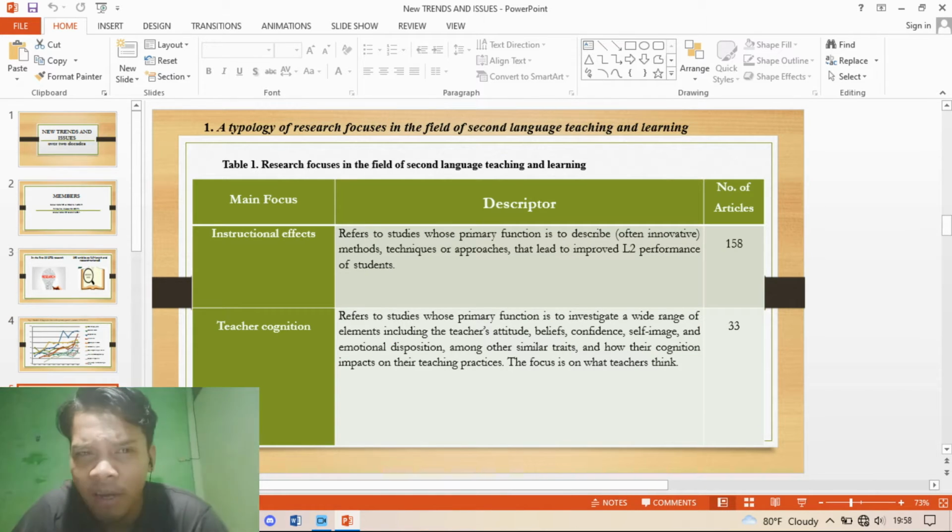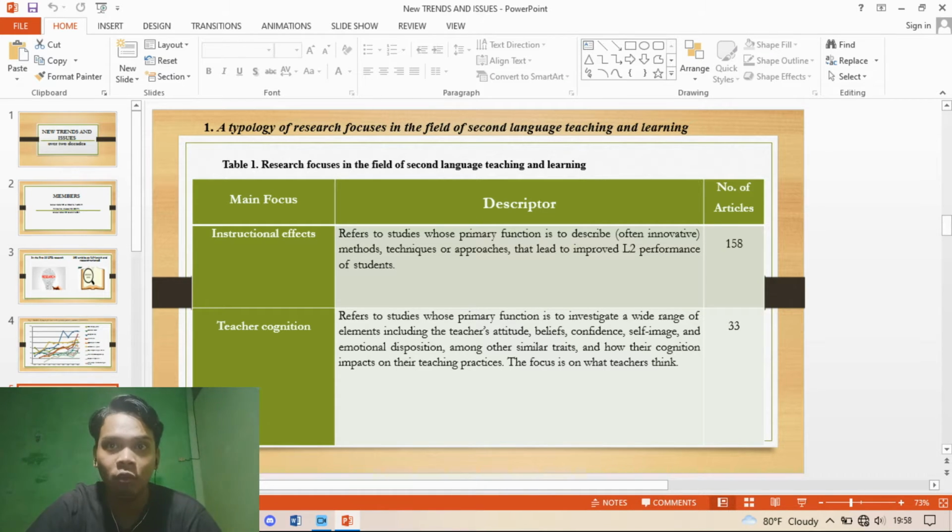To make it clear, they developed 2 big rubrics, one that categorized the main focus and another that produced subcategories under instructional effects. The rubrics themselves can be termed a result because they represent a categorization of the research being conducted during the period. Here you can see on the table that it has some main focuses.